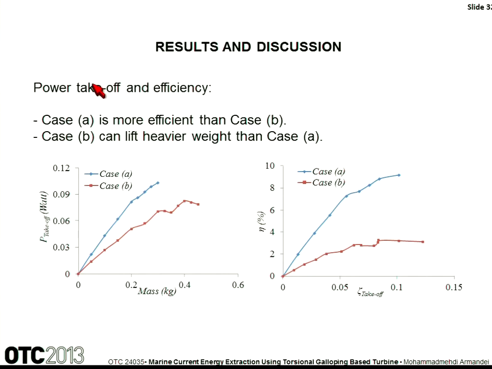And here you see power takeoff in terms of mass on the left-hand side and also energy extraction efficiency in terms of power takeoff damping ratio on the right-hand side. There are two remarks about these two curves. First is that case A, with a smaller chord length and also a smaller torsion spring rate, is more efficient than case B. And the second is that case B can lift heavier weight than case A.